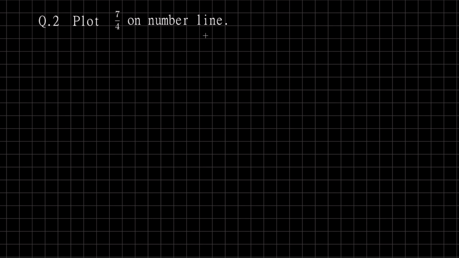Now we have our next question: plot 7 over 4 on the number line. We look at this number and we see that the numerator is greater than its denominator. So this is an improper fraction. In order to plot this number on the number line, we first convert it into a mixed fraction. So 7 over 4, we divide 7 by 4. 4 times 1 is 4, so here the remainder is 3. The quotient is the whole part and the remainder over divisor is the fractional part. So 7 over 4 is equal to 1 and 3 over 4.